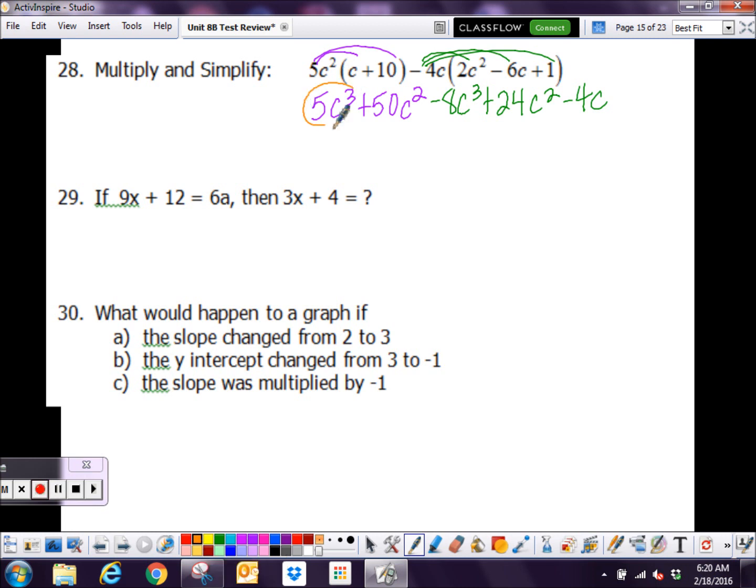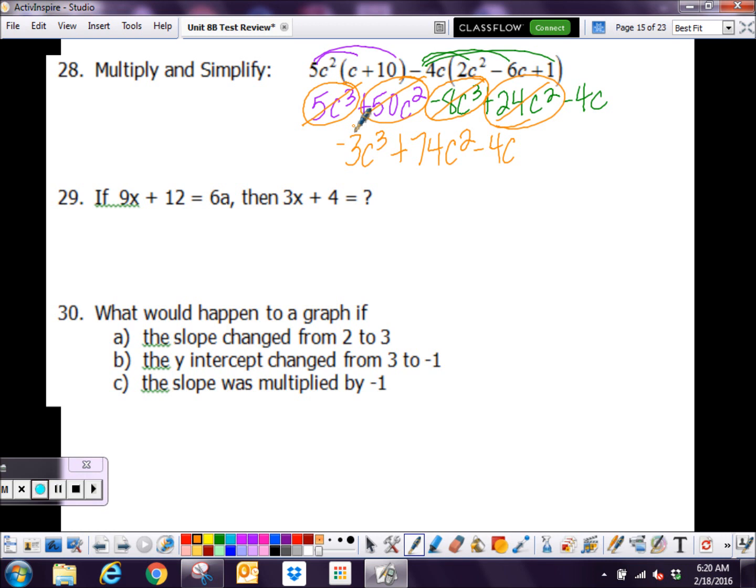So I have a 5c cubed and a negative 8c cubed. That gets me negative 3c cubed. I have a 50c squared and a positive 24c squared. So that's 74c squared. And I have a minus 4c. That's my answer.